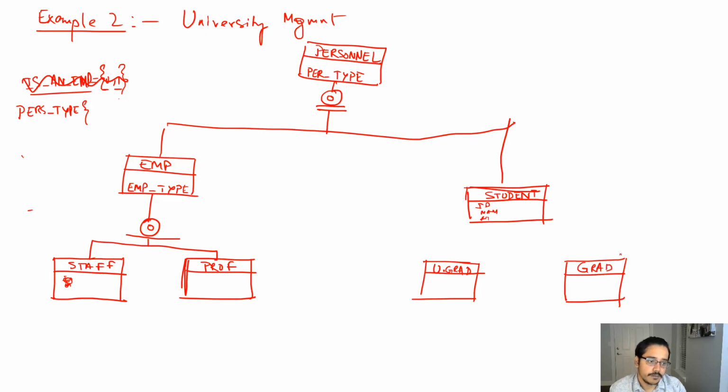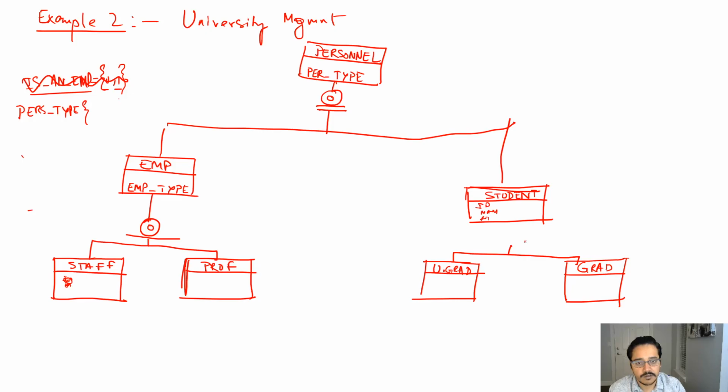Okay, because graduate students will have thesis options and stuff like that. So you can put that in this particular subtype, right? And you can create a specialization out of it. So now if you want to complete this, what is the participation?